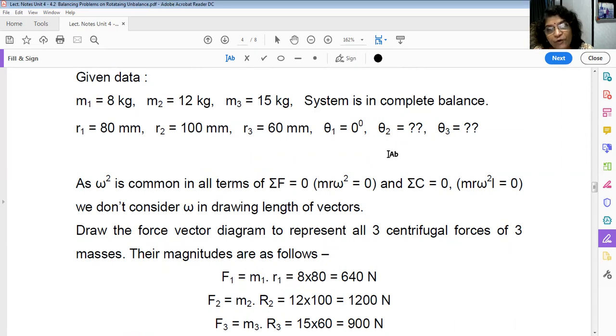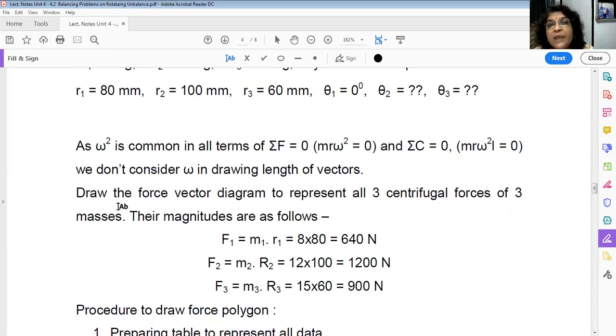So no need to go for couple balancing or couple equation. Now we have to draw the force vector diagram to represent all three centrifugal forces of the three masses. If the system is in complete balance, that means its force polygon and its couple polygon must be closed. So let us find out the magnitude of the forces.